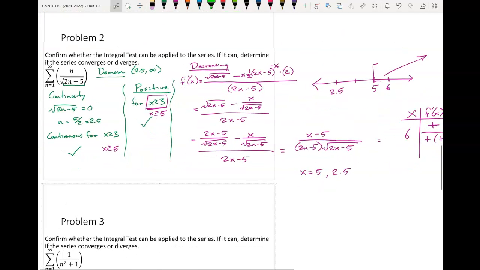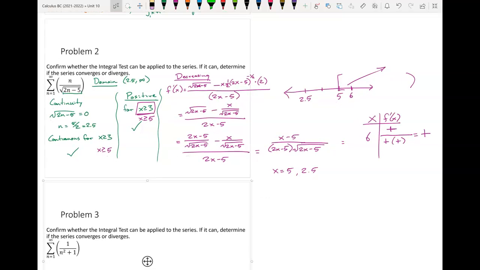So all that work, can we even apply the test? No. Man. Test cannot apply.